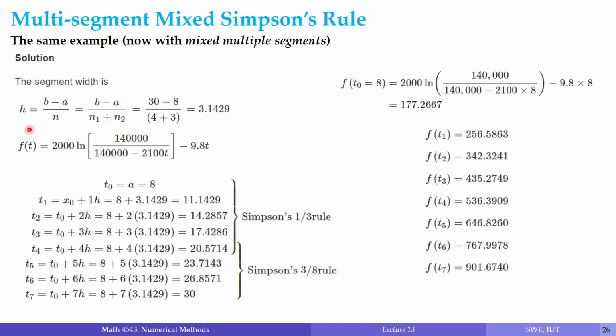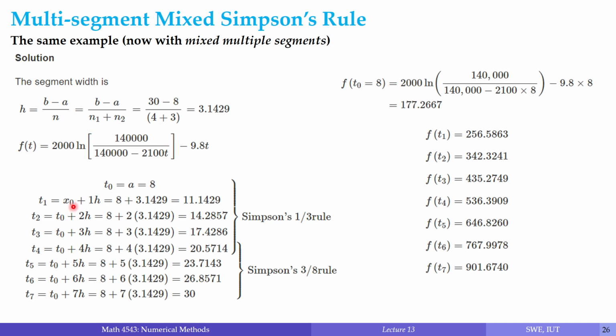Our segment width is h = (b - a)/n, where n is n1 plus n2, which is 4 plus 3, which is 7. So the total number of segments that we have considered for this problem is 7. So (30 - 8)/7 is 3.1 something. That's our step size.